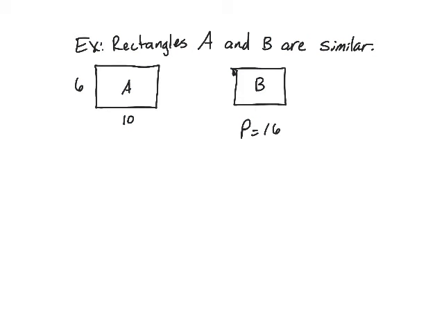Okay, here we have rectangles A and B. They are similar to each other. For A, I have 2 side lengths. For B, the only thing I know is the perimeter is 16. So the first thing we want to do is find the linear scale factor. In order to do that, I need some corresponding measurements. I don't really have that yet.